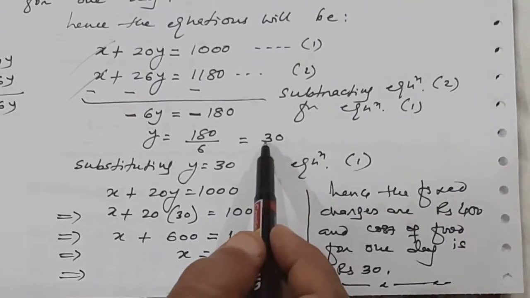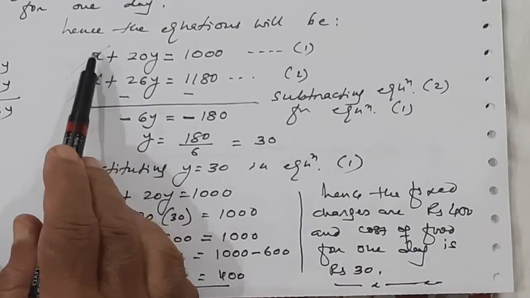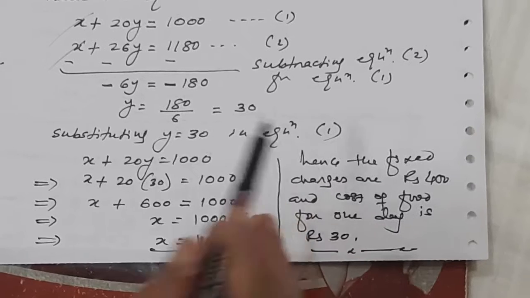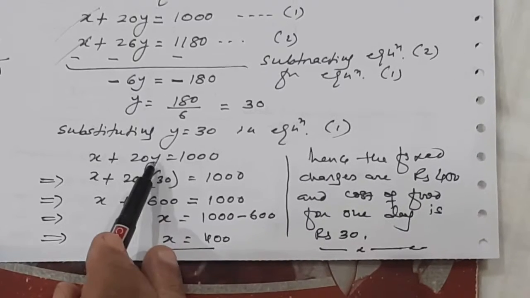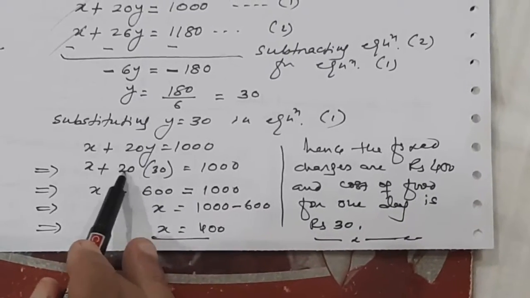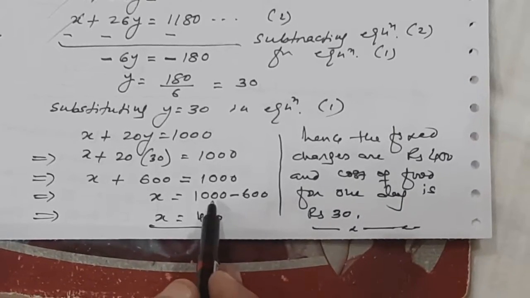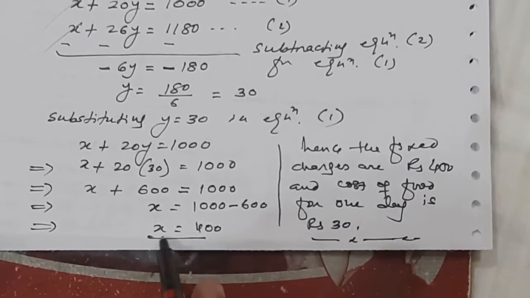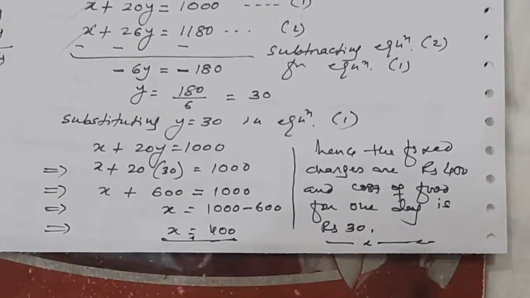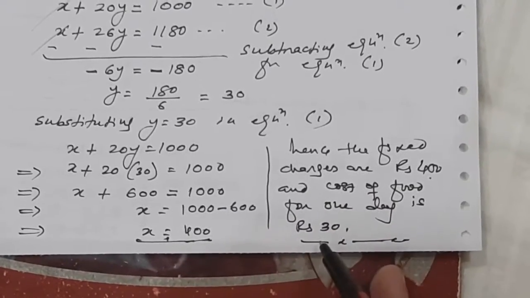Now we got Y is equal to 30, and 30 should be substituted either in equation 1 or in equation 2. So substituting Y is equal to 30 in equation 1, replace Y by 30. So 20 into 30 is 600, subtracting 600 from both the sides, 1000 minus 600, so X is equal to 400. So what is X? Fixed charge. So what will be the answer? The fixed charge is 400 rupees and the cost of food is rupees 30.